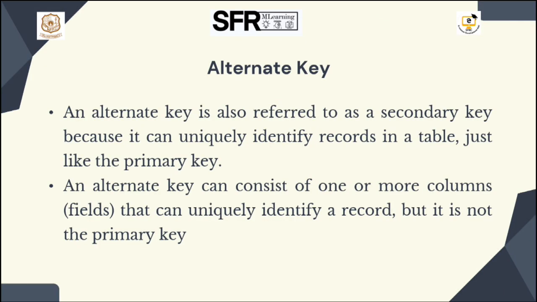Next, alternate key. An alternate key is any candidate key in a table that is not chosen as a primary key. In other words, all the keys that are not selected as the primary key are considered alternate keys. An alternate key is also referred to as a secondary key because it can uniquely identify rows in a table, just like a primary key. An alternate key can consist of one or more columns that can uniquely identify a record, but it is not a primary key.